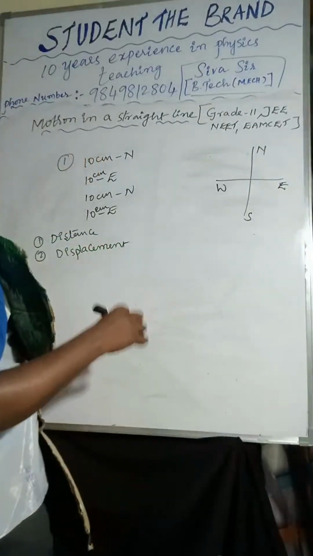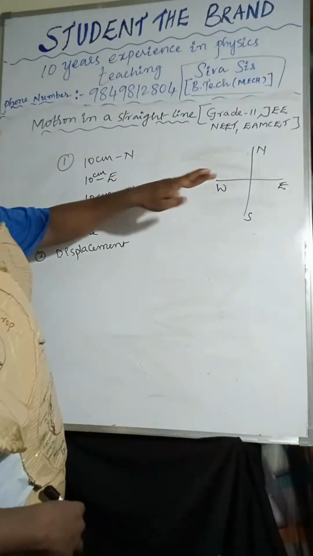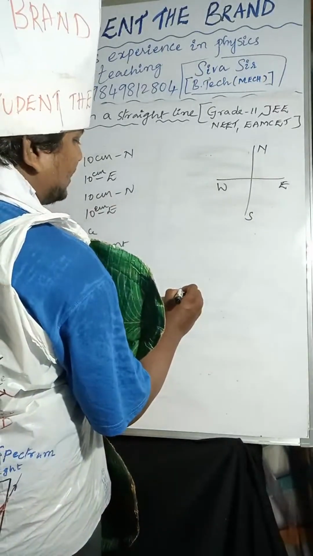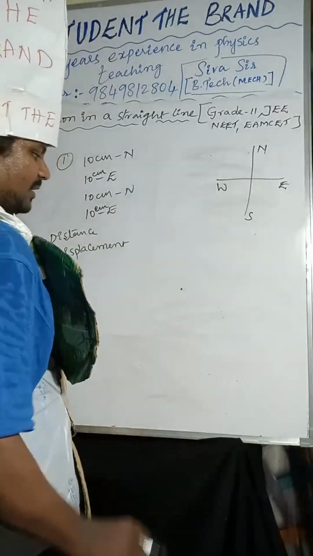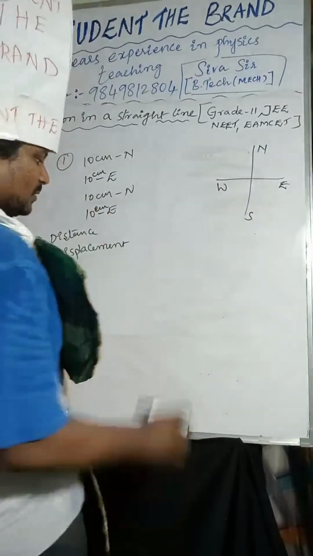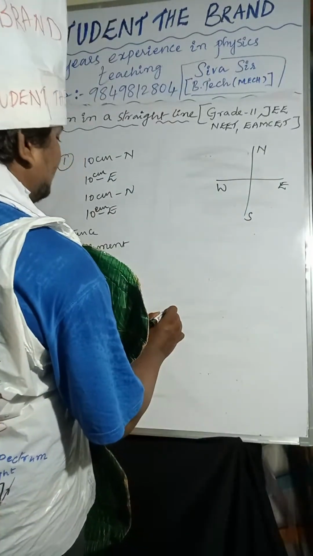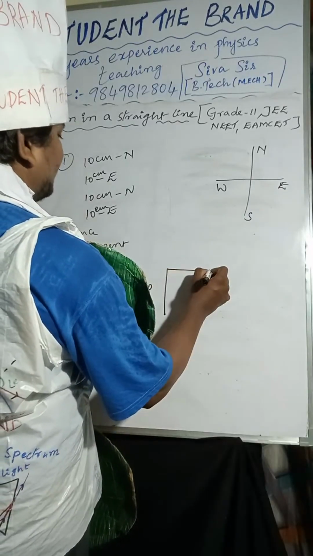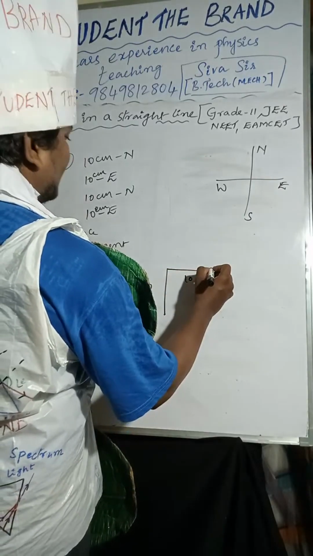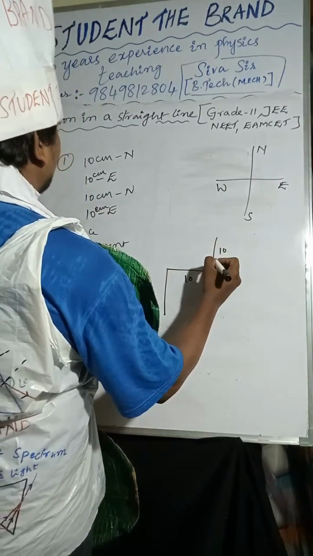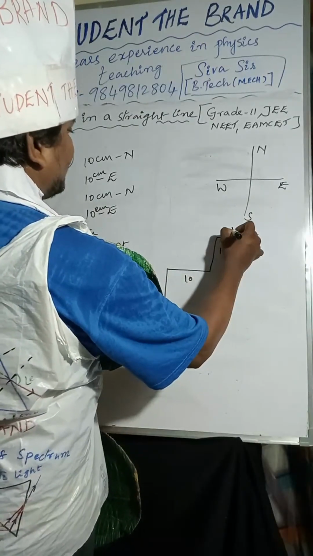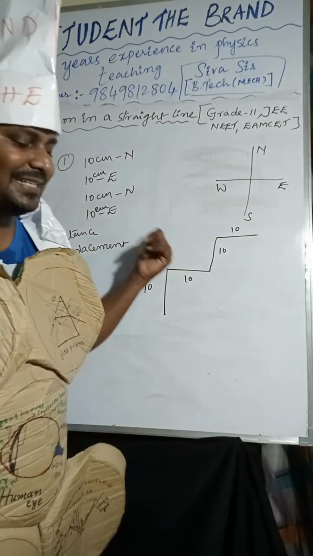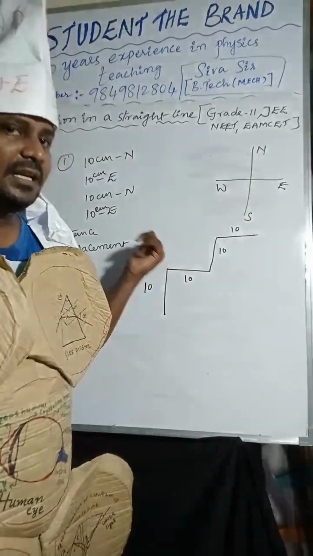Now you can see 10 centimeters towards north. From this point here, I am considering, okay, we'll take length one. I am considering here 10 centimeter north, again 10 centimeter east, again 10 centimeter north, again 10 centimeter east. So can we find out what is the distance and displacement in this case?